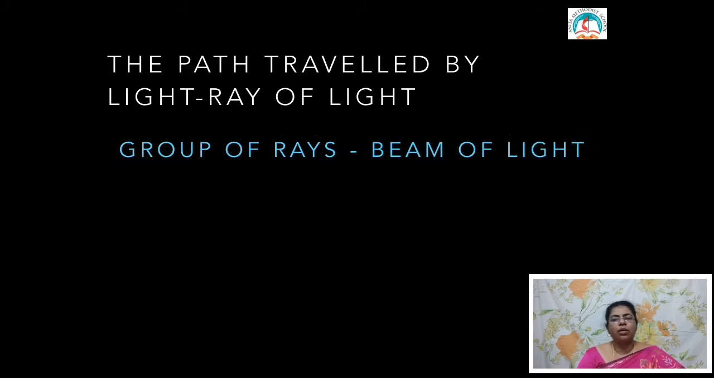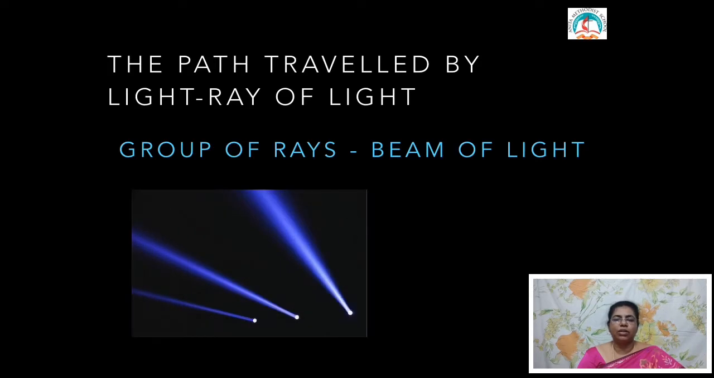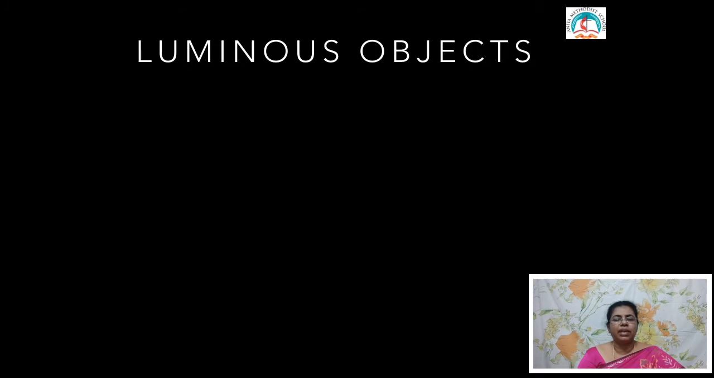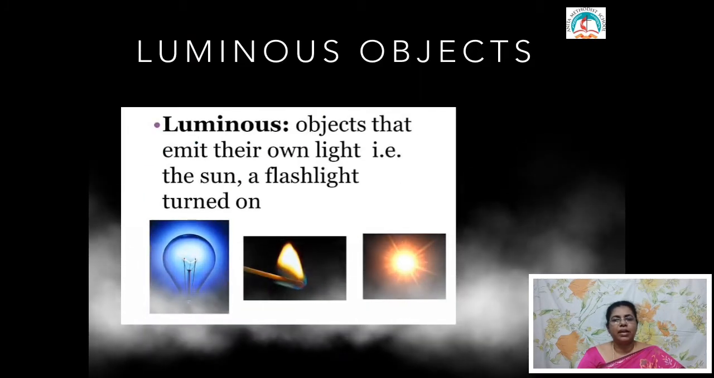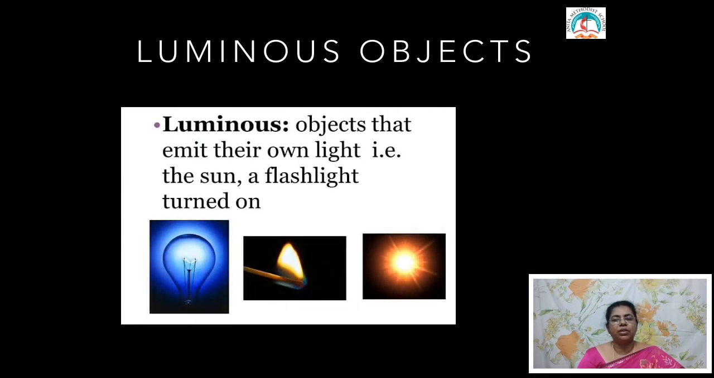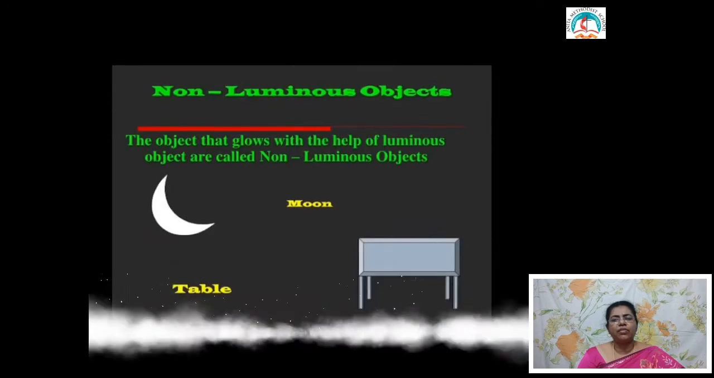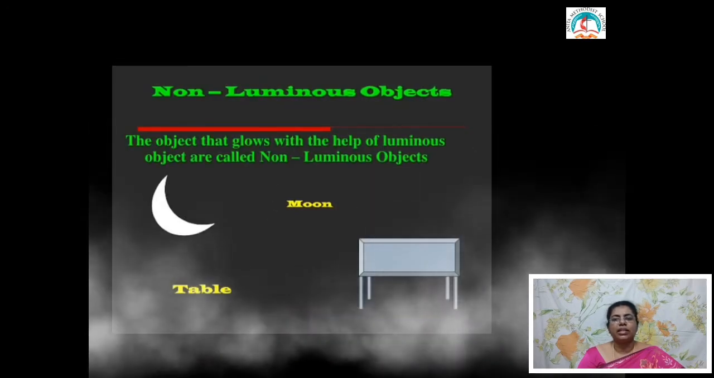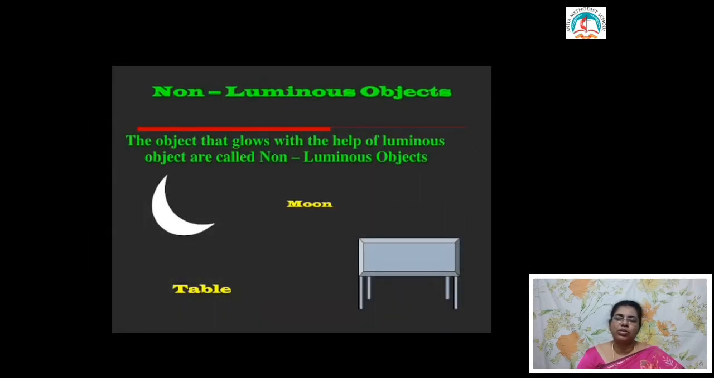Children, we know some objects emit light on their own. Now do you know which objects emit the light on their own? For example, sun and stars emit the light on their own, they are called luminous objects. And some objects take the light from the luminous objects. They are called non-luminous objects. For example, moon is a non-luminous object.